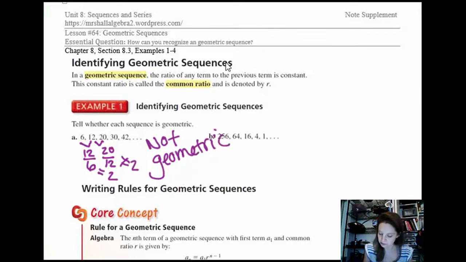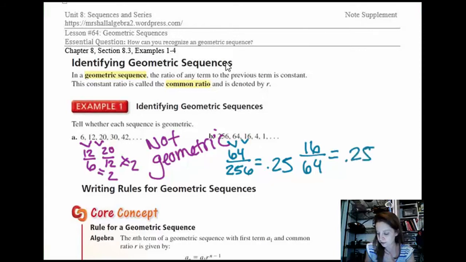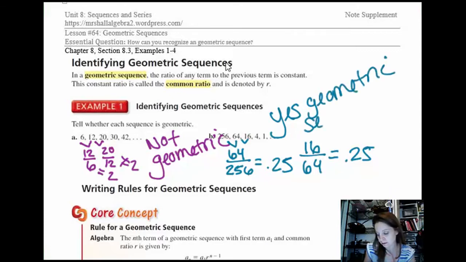Okay, example B, I'll do the same thing. I take 64 divided by 256, and if I divide that, I get 0.25. Then I take 16 divided by 64, and I get 0.25. And then I can keep going, and I'll keep getting 0.25. I should test all 4. I ran out of room. So yes, the second one is a geometric sequence because it has a common ratio.